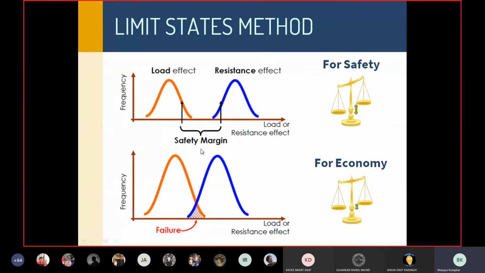What limit states say is we could have this overlap, and this point is the 5% characteristic strength value for this blue graph and the characteristic load value for the load graph, and the shaded portion that you see is the possibility of failure. Any questions?